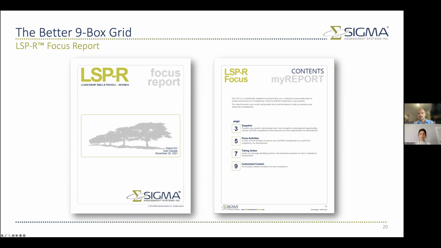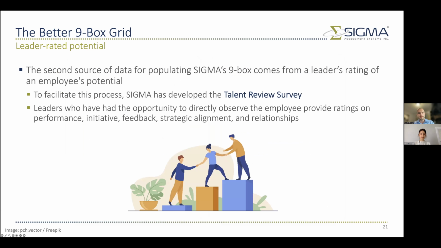All right, so that's the assessment rated source of data for Sigma's 9-box. Now let's go to the second source of data, which is the leader rated potential. To facilitate leader ratings of employee potential, Sigma has developed the Talent Review Survey, which we'll be looking at shortly. The Talent Review Survey guides leaders in rating employees on performance, initiative, feedback, strategic alignment, and relationships. And at the end, it provides a very readily interpretable overall score.